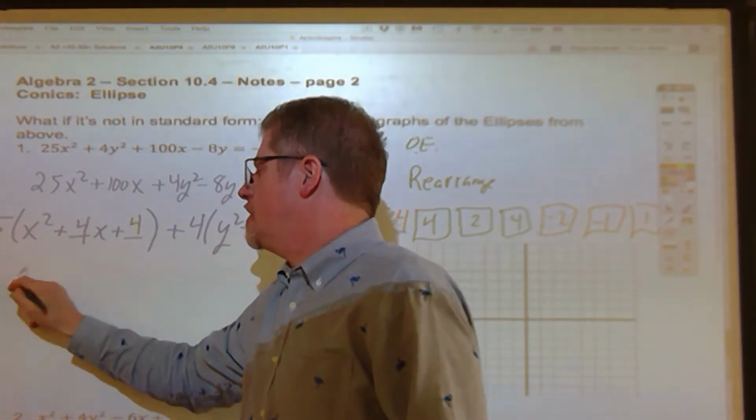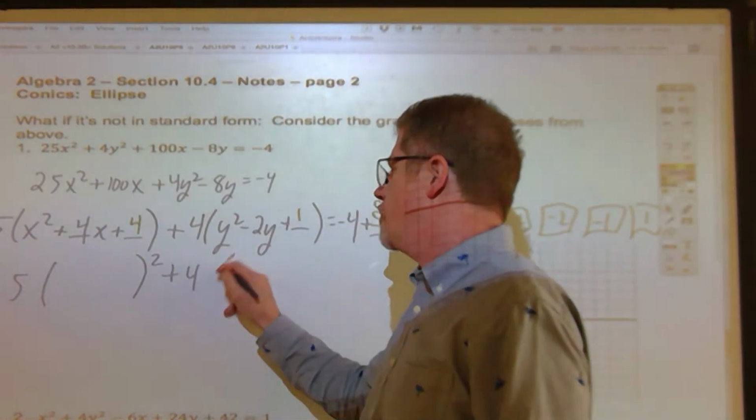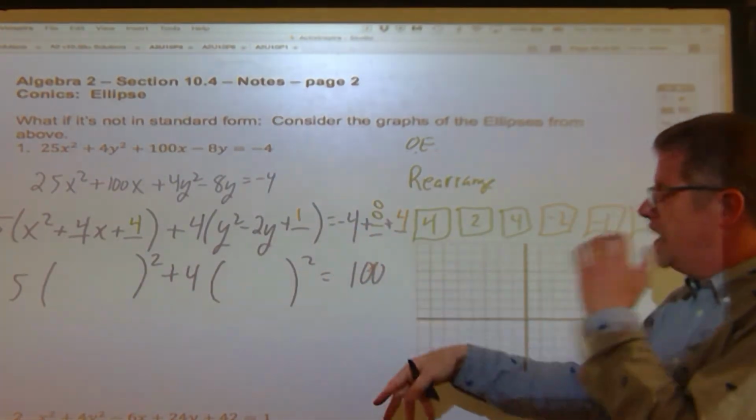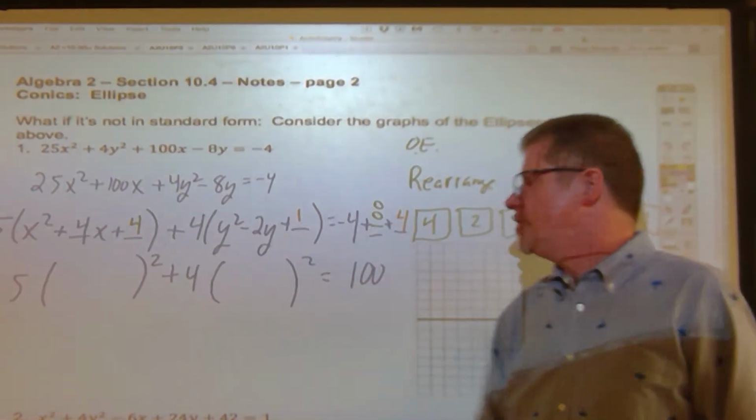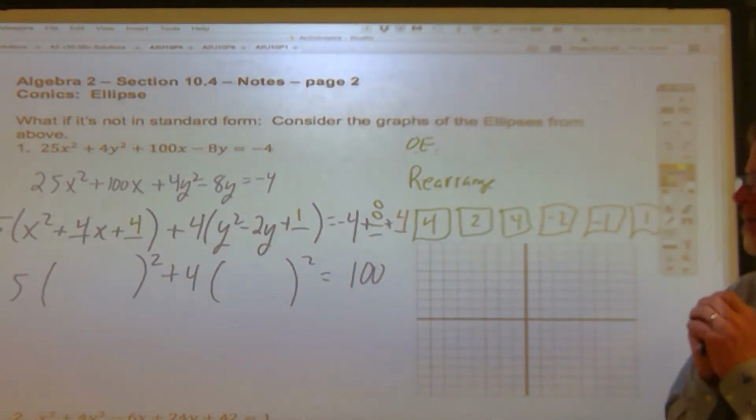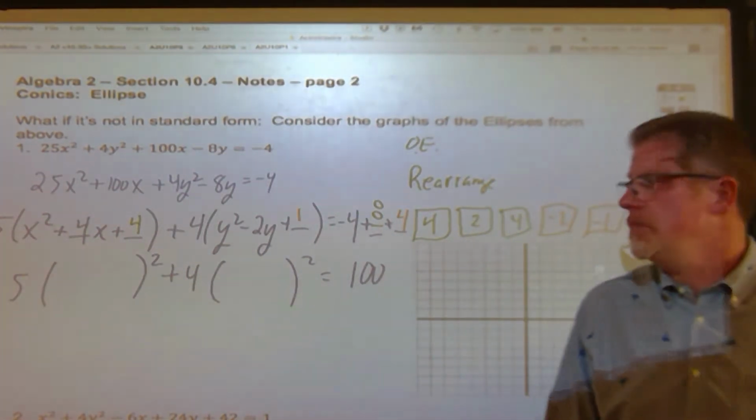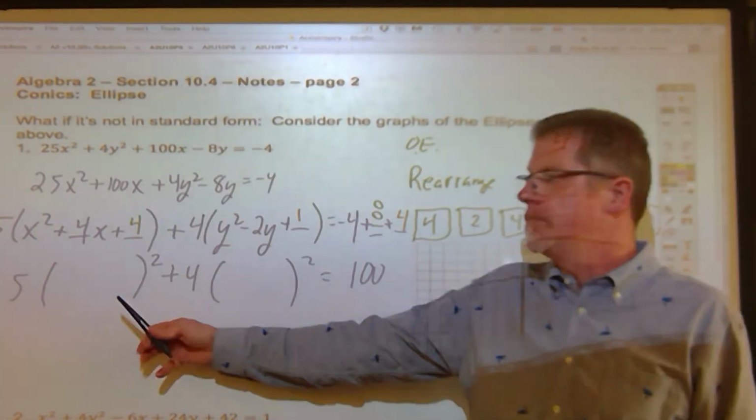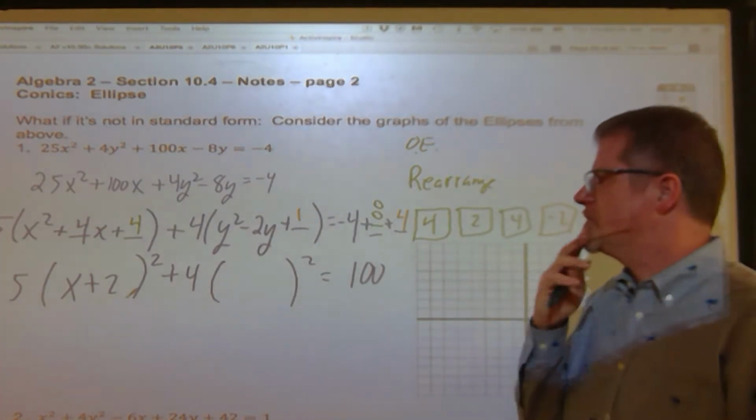So we're going to factor this then as 25 times something squared plus 4 times something squared equals 100, because -4 plus 4 plus 100 simplifies to 100. All right, so go ahead and use the factoring process to fill in those parentheses with the factored version of the trinomials above. Jack, what factored version did you get for this one? I said x plus 2. You said x plus 2 squared is the same thing as x squared plus 4, which is correct.